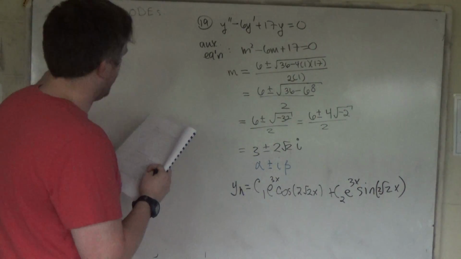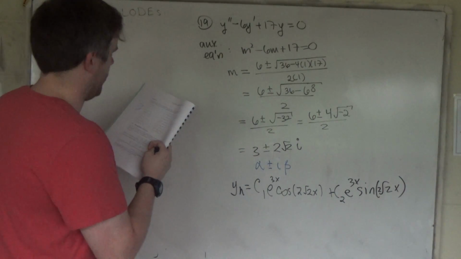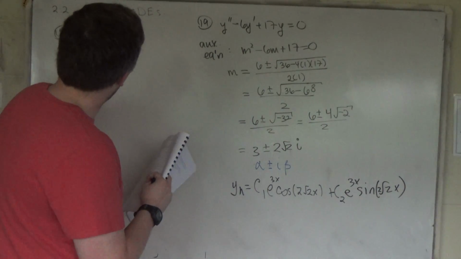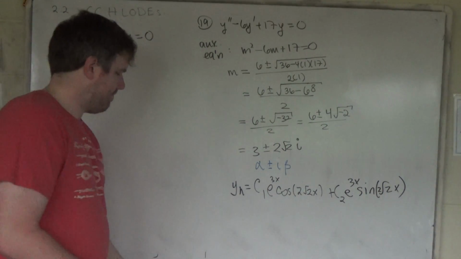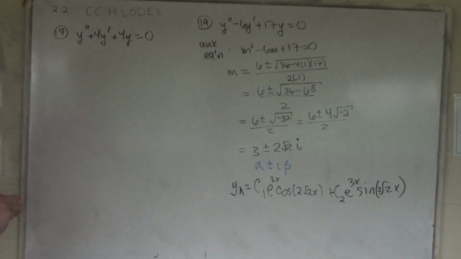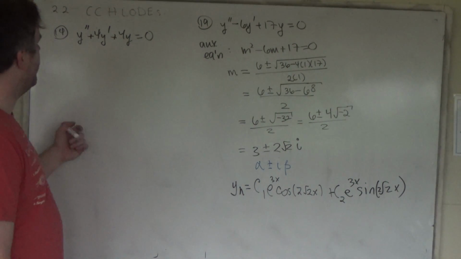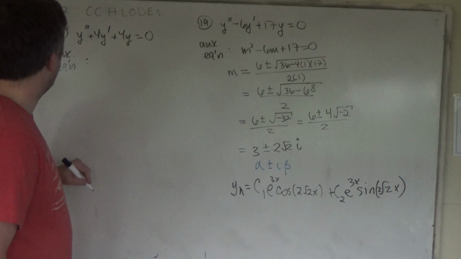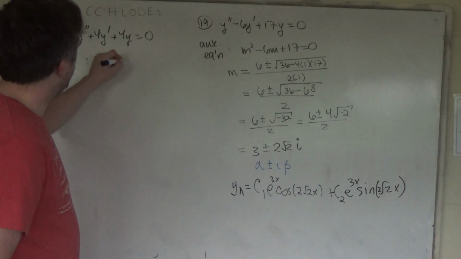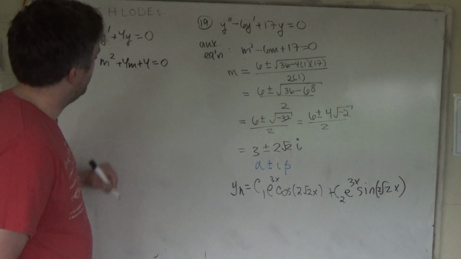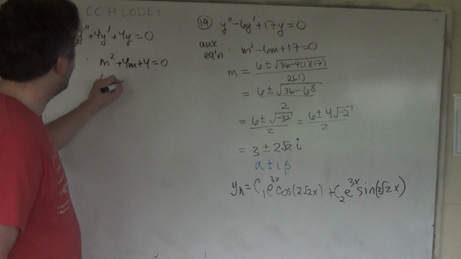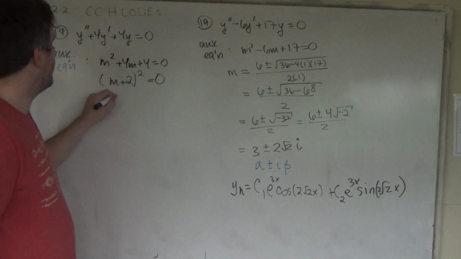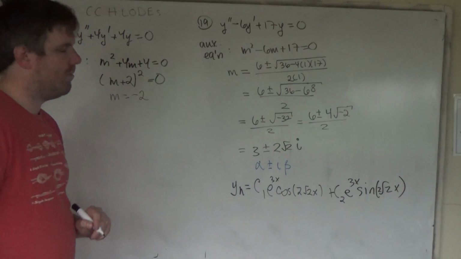How about y double prime? I wrote 14 here, so y double prime plus 4y prime plus 4y equals 0. Okay, well, what do we do? By now, hopefully it's familiar. We write out the auxiliary equation. In this case, it's m squared plus 4m plus 4 equals 0. This one actually is a perfect square. It factors as m plus 2 quantity squared equal to 0, which means I only have one root now.